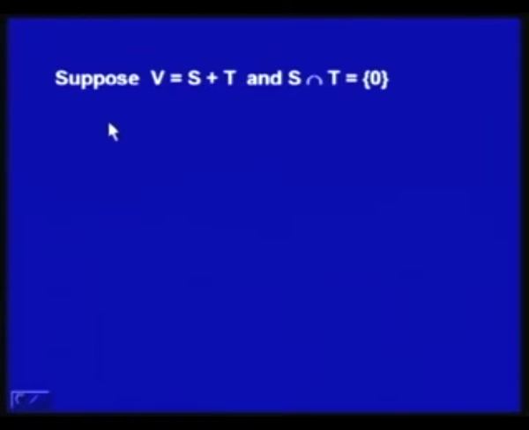Now, in the second case, we assume that V is equal to S plus T and S intersection T is equal to 0, then we say that this representation will be unique and this plus will now not be the sum, but the direct sum. So, we start with this and we prove that V is the direct sum of S and T.